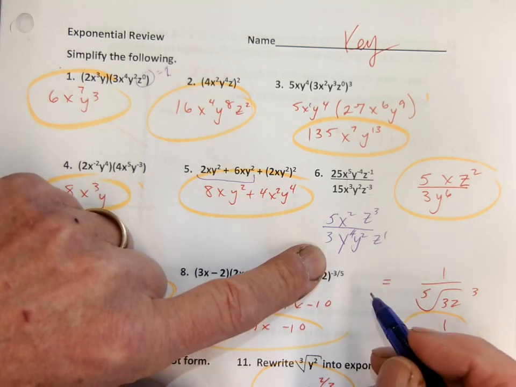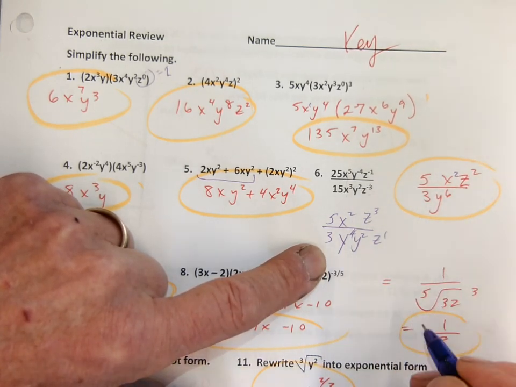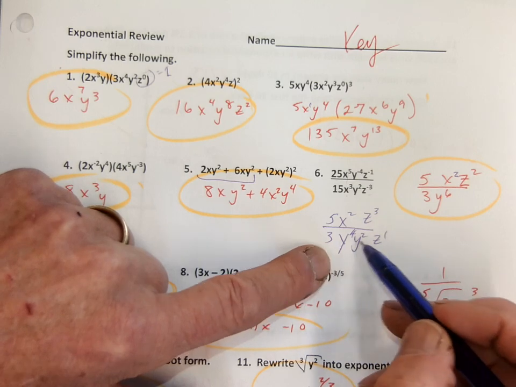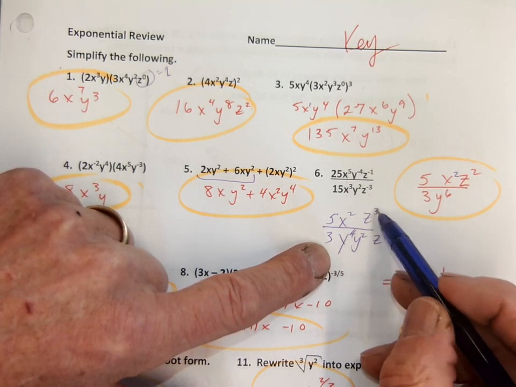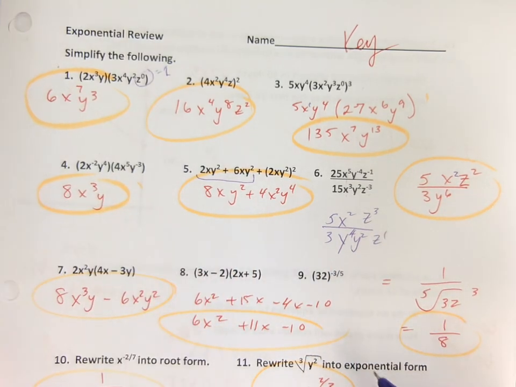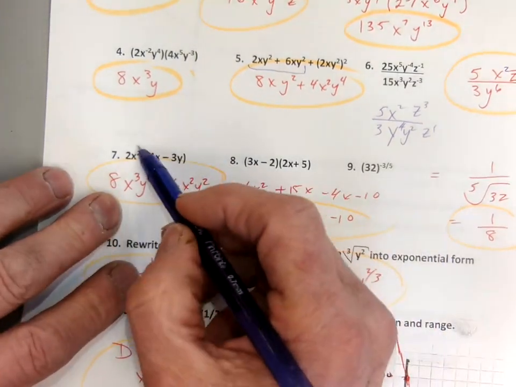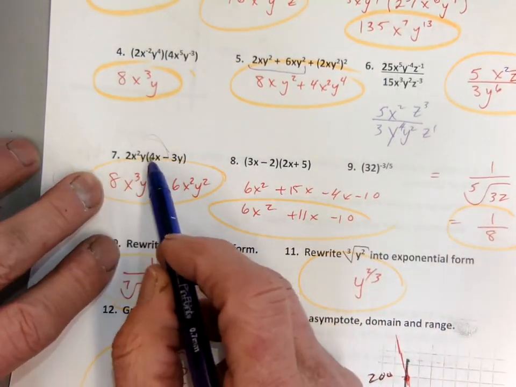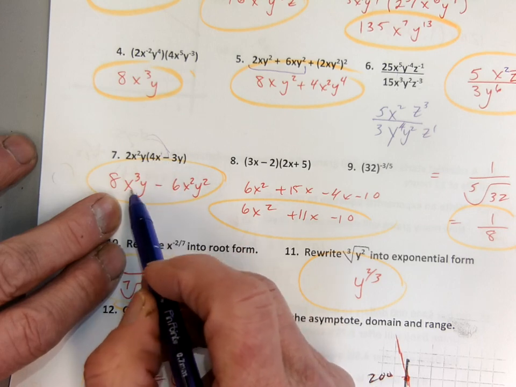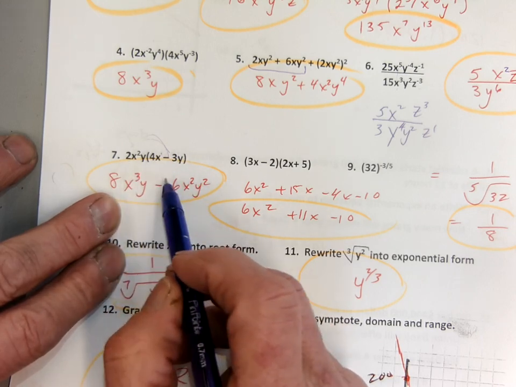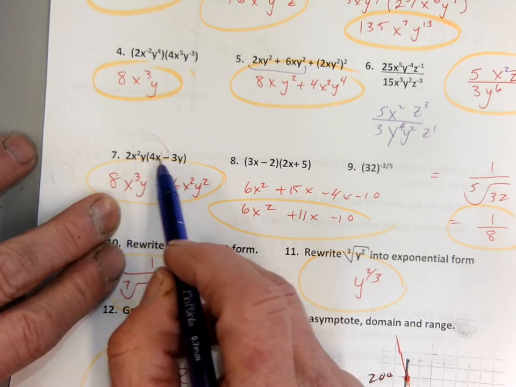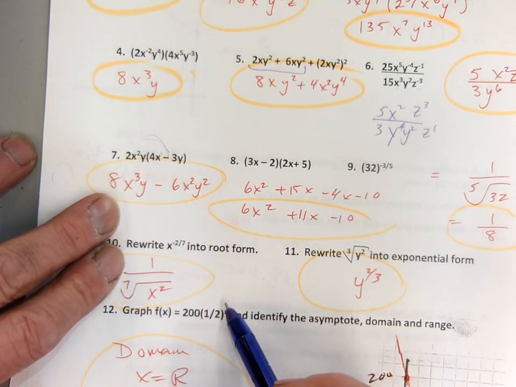X squared, oh, I forgot the squared there. Okay, good thing I looked. Y to the 6, because I combine those. One of these z's cancels one of these z's, z squared, okay? 7, I just multiplied that times that, that times that. I get an 8, x3, because it's an invisible 1, y, minus a 6, x squared, y squared, because of the y times y.